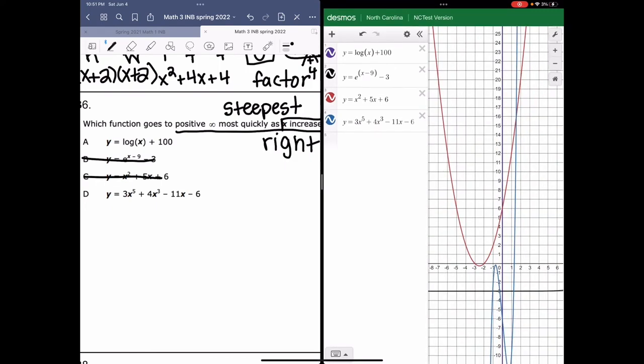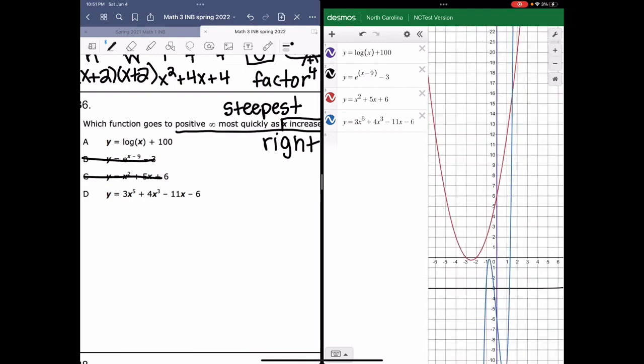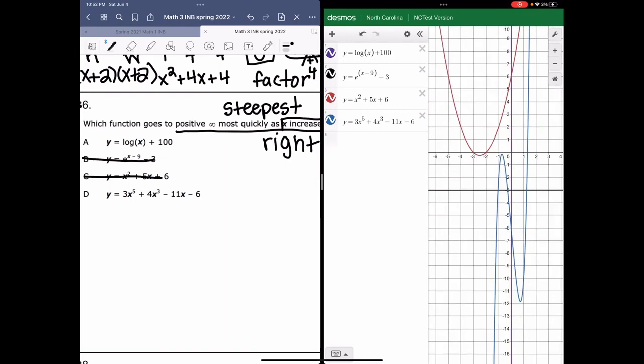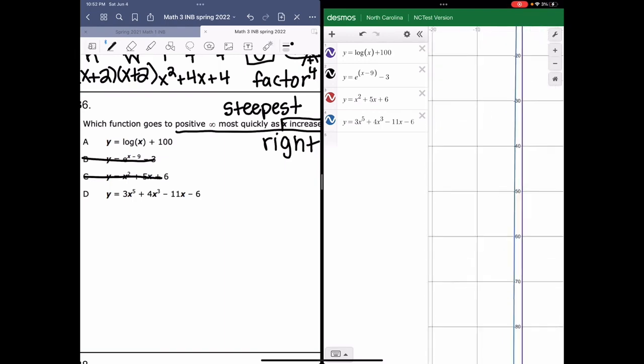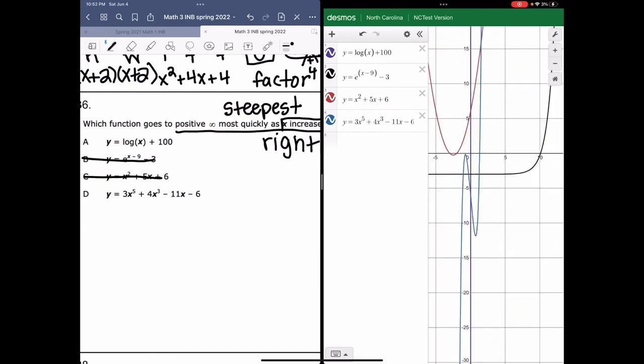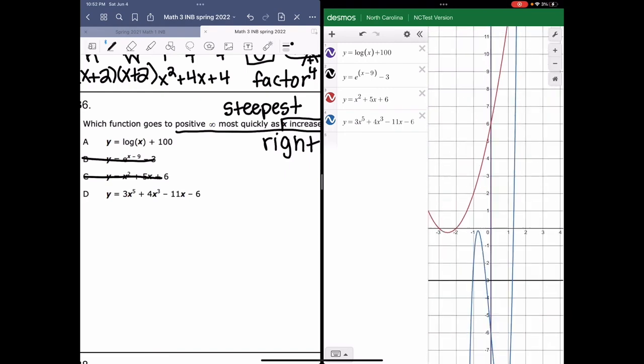So then last, we're basically comparing the blue and the purple. So the purple is the logarithm. So obviously the logarithm is very close to that line. So it's going up y much more quickly than the blue is. So the answer to this one is A, because the purple one is the steepest out of all of them on the left side or on the right side.